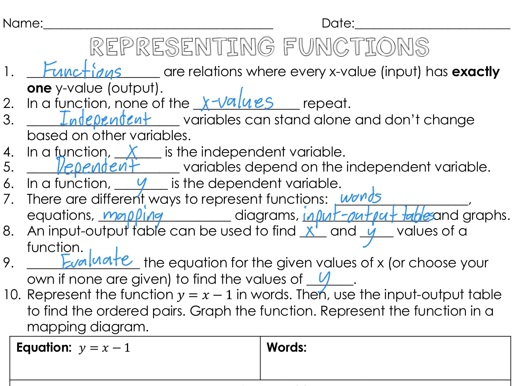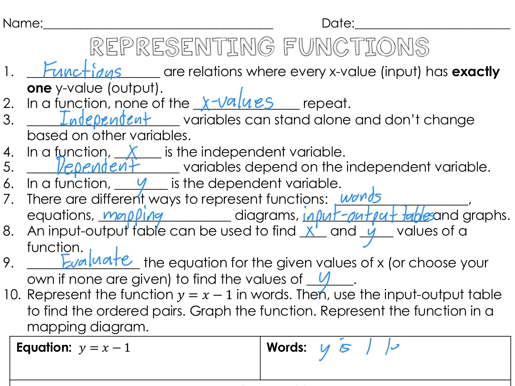Represent the function y equals x minus 1 in words. Then use the input-output table to find the ordered pairs. Graph the function and represent the function in a mapping diagram. So here's the example, y equals x minus 1.